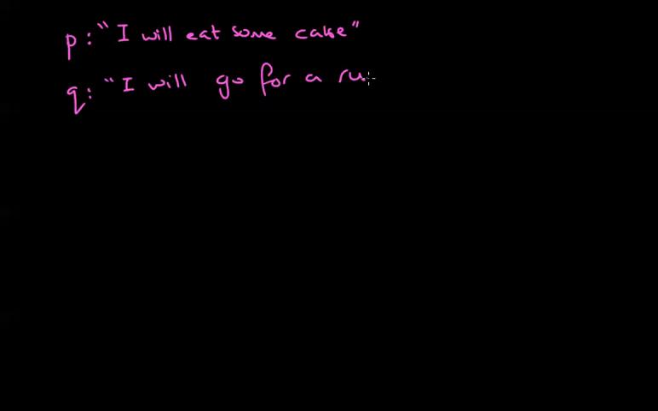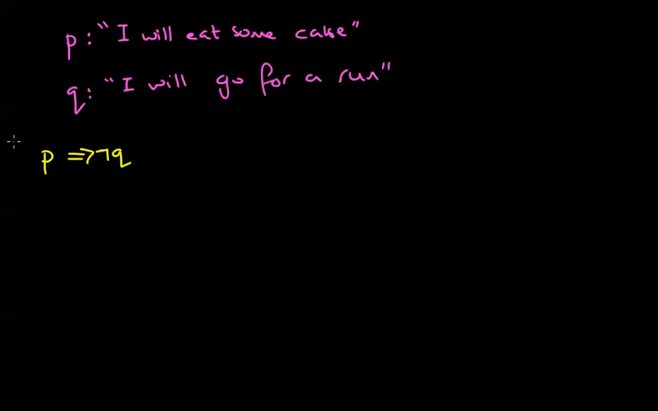Now you can have lots of different implications. You don't have to have things like this. For example, let's say P was something along the lines of I will eat some cake, and Q is the statement I will go for a run. A really simple, easy two or three mark question would be something like: write the following as a sentence. P implies not Q.